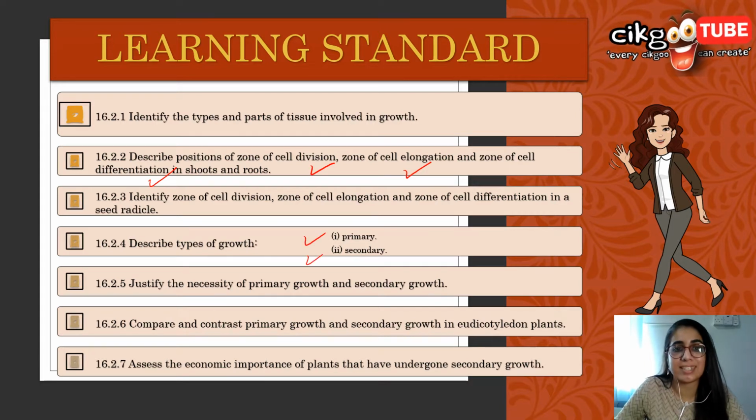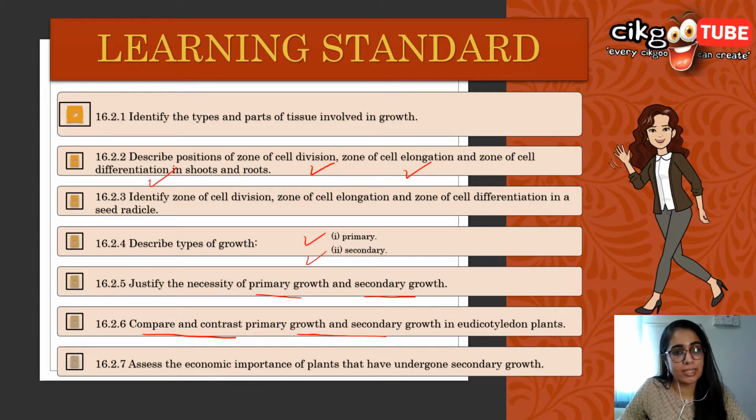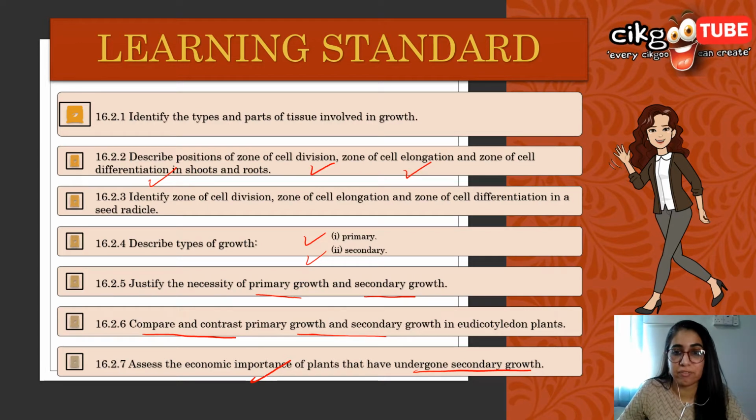And also you are supposed to describe the types of growth. We have primary growth and secondary growth, and then justify the necessity of primary growth and also secondary growth. Why is it so important? Then compare and contrast primary growth and secondary growth, the similarities and differences in eudicotyledon plants. And then assess the economic importance of plants that have undergone secondary growth, basically the economic importance of trees, kayu bala, kayu meranti, and that kind of thing.